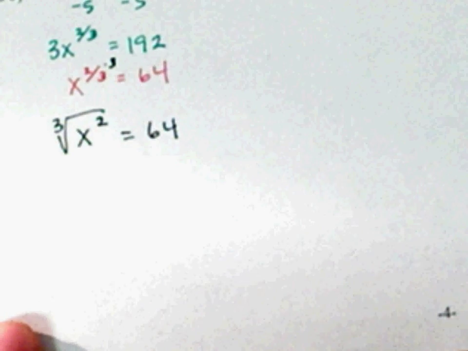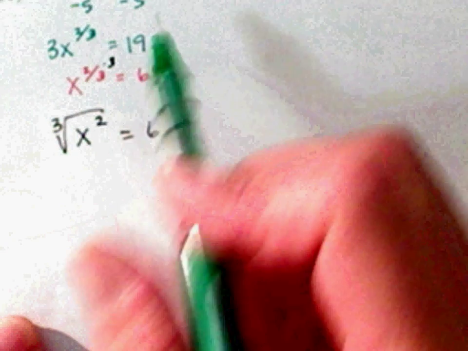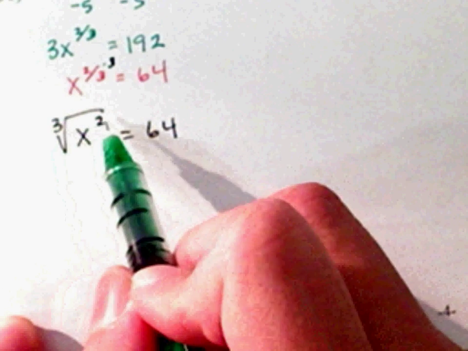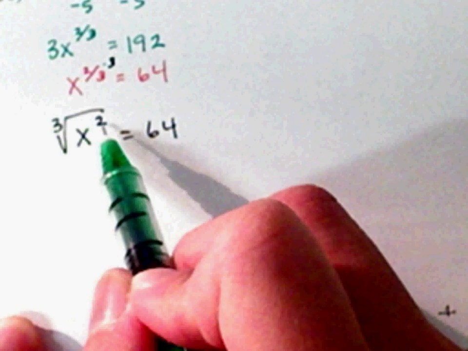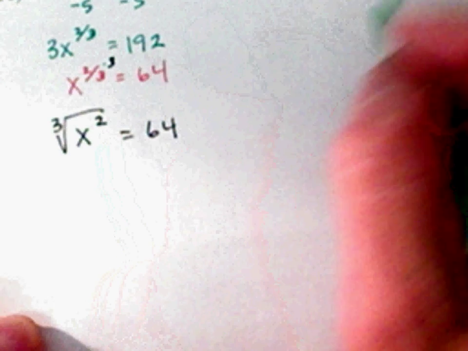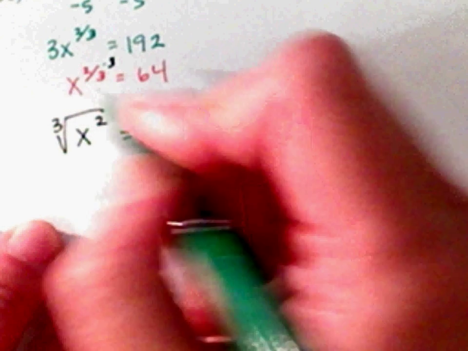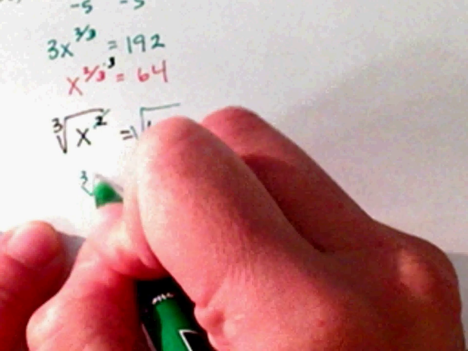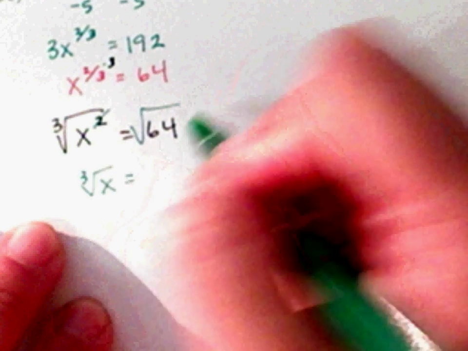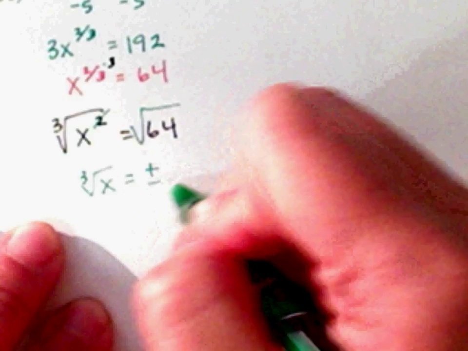Now, how do I get rid of this square? Well, what's the opposite of a square? It is a square root. So I'm going to take a square root of that. So you have a cube root of x is equal to, what's the square root of 64? Plus or minus 8. See that right there?